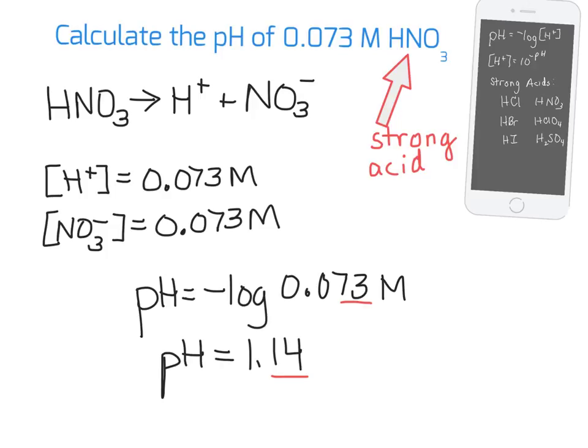It's always good to get in the habit of asking yourself, does this answer make sense? And right now we know we have a strong acid and the pH is very low, which is an acidic pH, so the answer does make sense. If you are asked to calculate the pOH or the hydroxide ion concentration, you can easily do that using the relationships between pH, pOH, H+, and OH-.